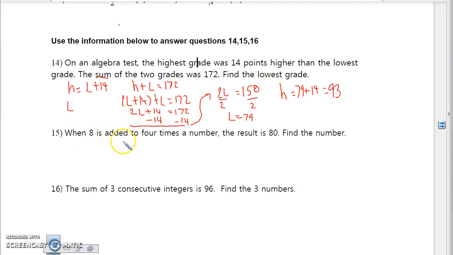Now, 15. When 8 is added to 4 times the number, the key here being 4 times the number, we simply write that as 4n or 4x, whatever you'd like. And 8 is added to it, so whenever 8 is added to 4 times the number, the result is 80. And then simply subtract 8: 4n equals 72, divided by 4, and you have your answer. n equals 18.